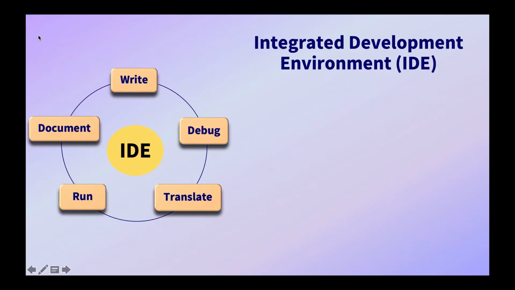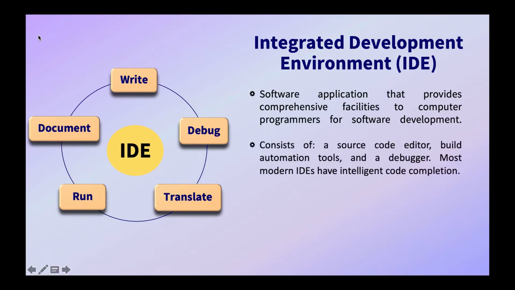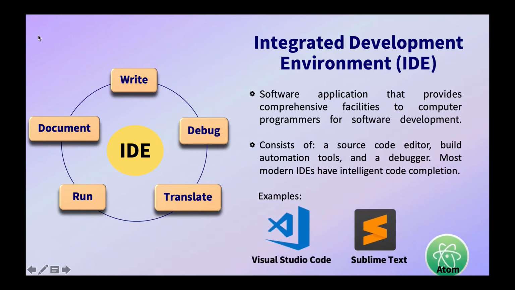Now let's talk about the integrated development environment, which is not just a front-end concept. It can be used by both front-end and back-end developers and is responsible for helping people write code. It is a software application that provides comprehensive facilities to programmers for software development. It consists of a source code editor, build automation tools, and a debugger. Most modern IDEs have intelligent code completion. Here are some examples: Visual Studio Code, Sublime Text, and Atom. In essence, it is easier to write code in an IDE as opposed to using Notepad or Word or Pages. Hence, developers use IDEs.